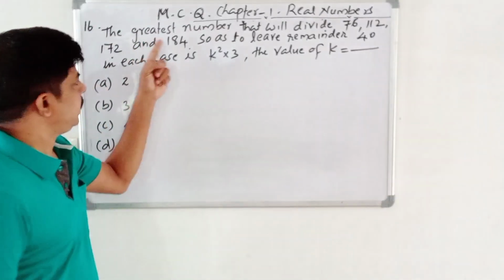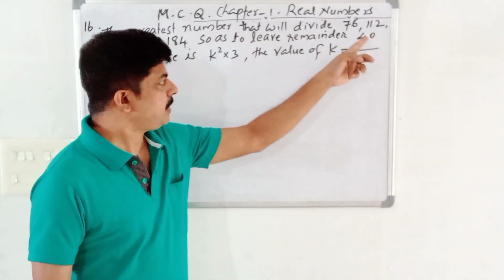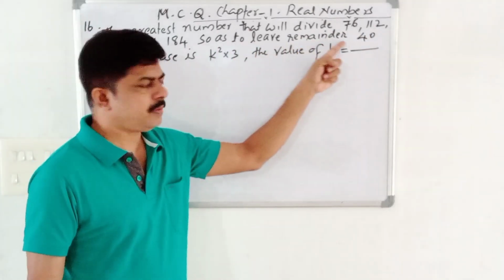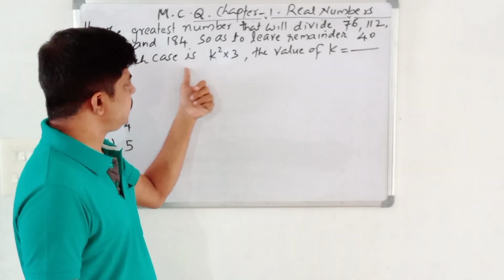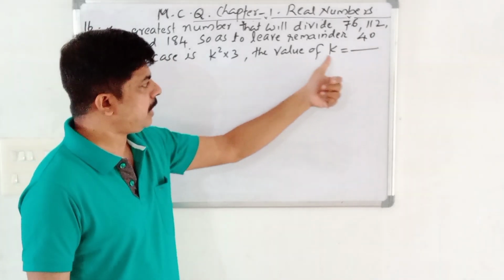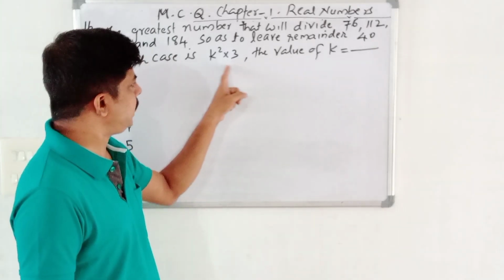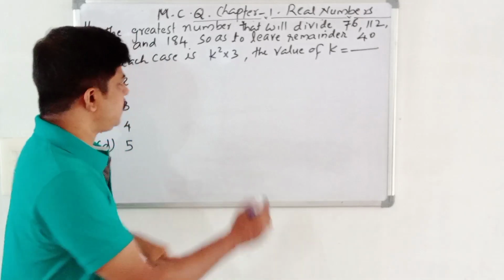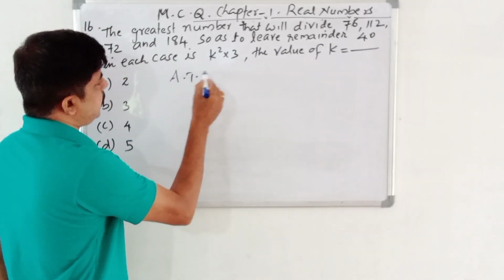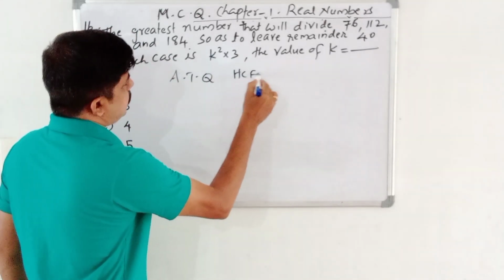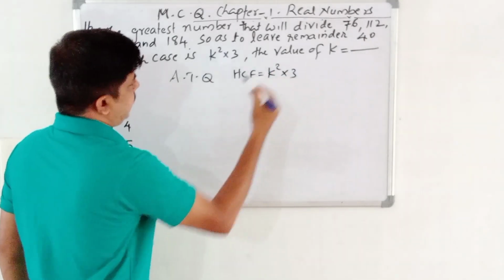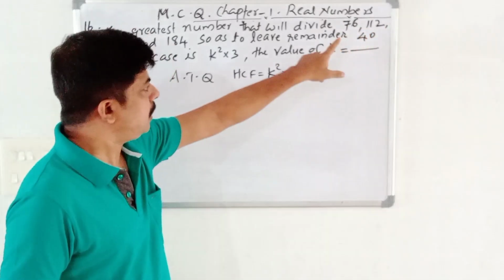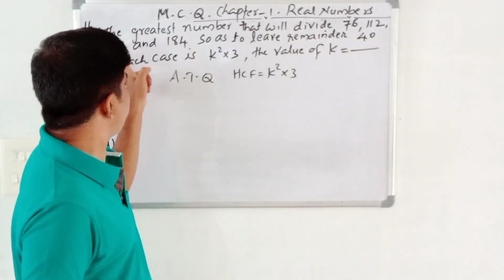Next question: the greatest number that will divide 76, 112, 172 and 184 so as to leave remainder 40 in each case is k square into 3. Find the value of k. According to the question, our HCF is k square into 3. We need to find the HCF. Therefore, our required answer is the HCF of these 4 numbers.